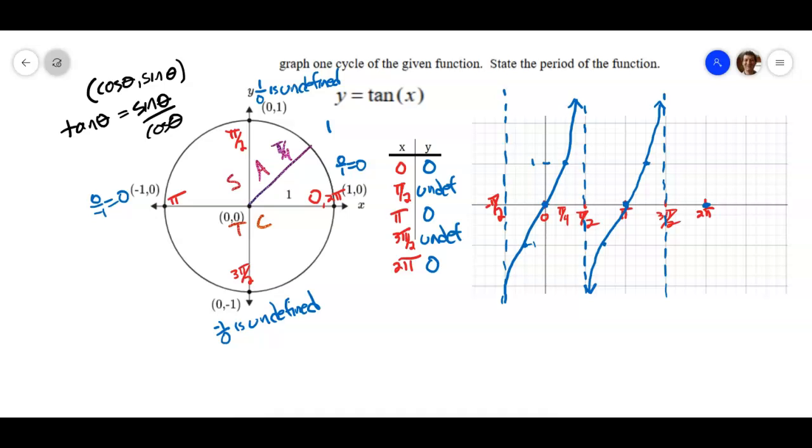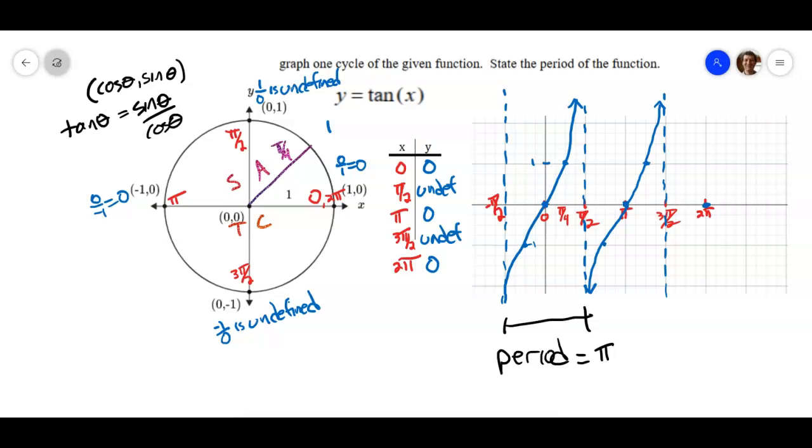So we can see the period from here to here is pi. This is the normal period for a tangent and a cotangent. The normal period for sine, cosine, secant, and cosecant are 2 pi. But for tangent and cotangent, the period is pi.